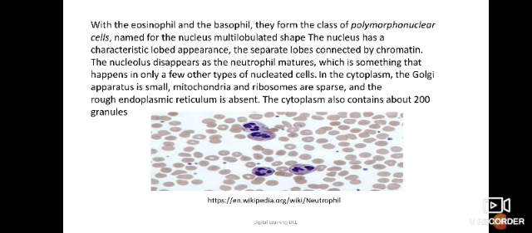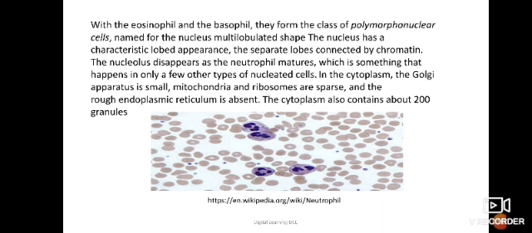With the eosinophils and the basophils, neutrophils form the class of polymorphonuclear cells, named for the multilobed shape of the nucleus. The nucleus of these cells has a characteristic lobed appearance. The separate lobes are connected by chromatin. The nucleus disappears as the neutrophils mature, which is something that happens in only a few other types of nucleated cells.